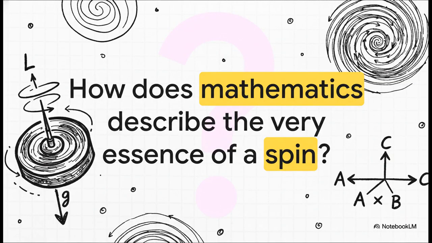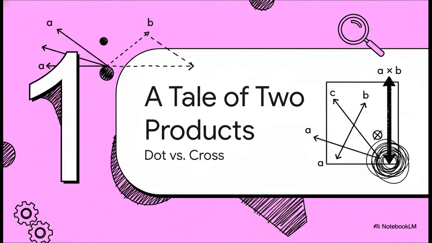But let's start with a question. Have you ever looked at something like a gyroscope spinning like crazy and wondered how? How does it stay so perfectly stable? How can we even begin to describe the invisible force of something turning? Well, to really capture the essence of a spin, you need a very special way to multiply. All right, let's get into it.